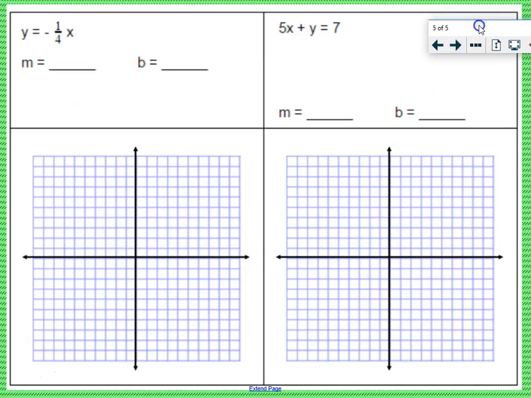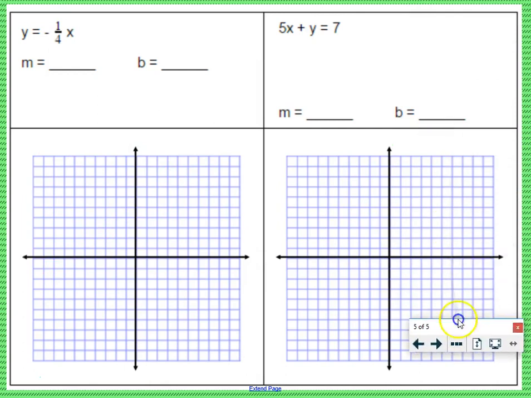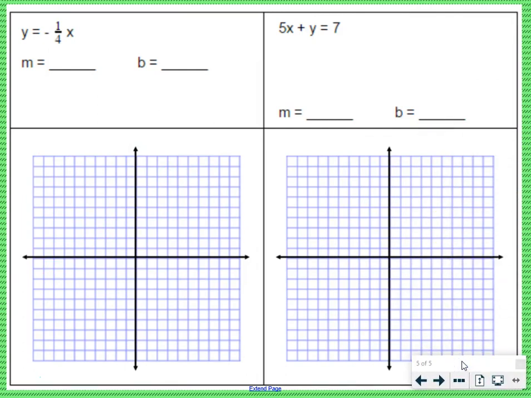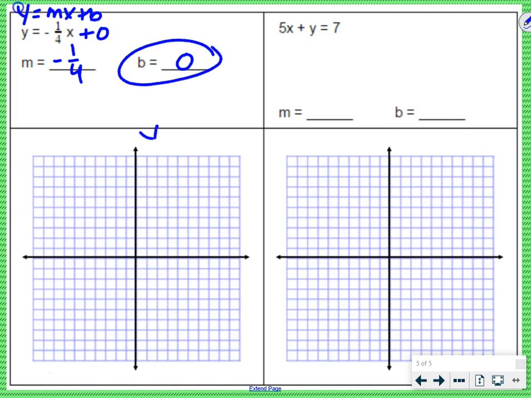2 more examples on the back of your note sheet. So if you flip it over, y equals negative 1/4 x. Identify your m and your b. Your m is negative 1/4. Your b, remember, if we're not adding anything, it's really adding 0. Start with your y-intercept on the y-axis. At 0, that's going to be right in the middle of your graph. That means you're not moving up or down the y-axis.